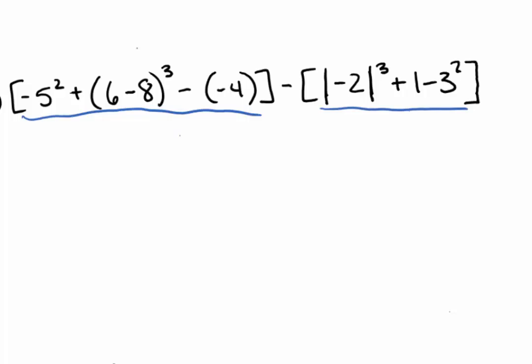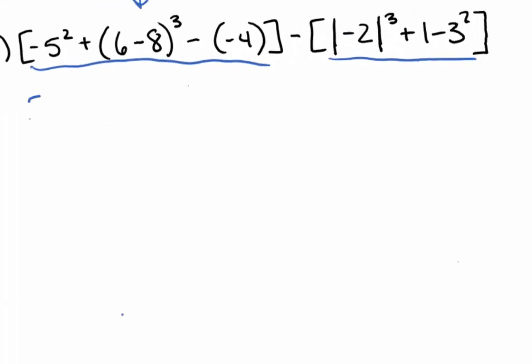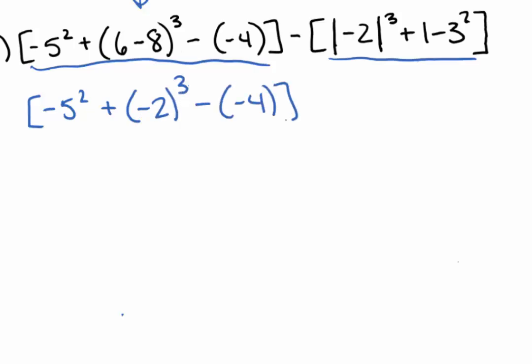So in the first set, when I look for the innermost set of grouping symbols, I come to that 6 minus 8. So copy everything else down as it is, and we would have negative 5 squared plus 6 minus 8 is a negative 2, cubed, minus negative 4. Okay, and then in this set of brackets, we don't really have any grouping symbols inside of it except for the absolute value signs, and there's not any arithmetic to do within it.